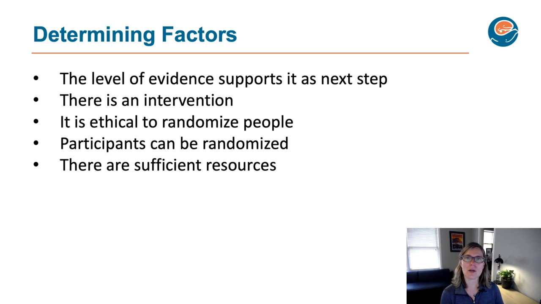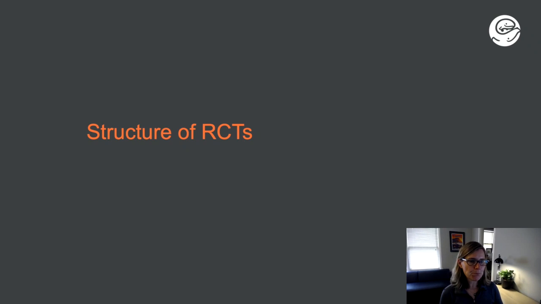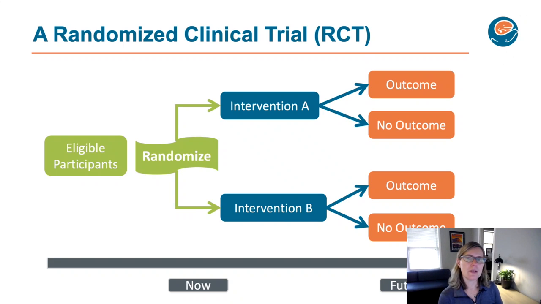The other thing to consider is that RCTs are very expensive. They take a lot of resources. And so we only want to do them when it is the critical next step that we need in terms of answering our questions. How are they structured? So this is a nice pictorial of the time frame and how we design RCTs. And I have a graph like this for each of the study designs that we're going to talk about. So we start with a group of eligible participants. We've screened them and decided that they can be in our study. And then we randomize them to one intervention or another.